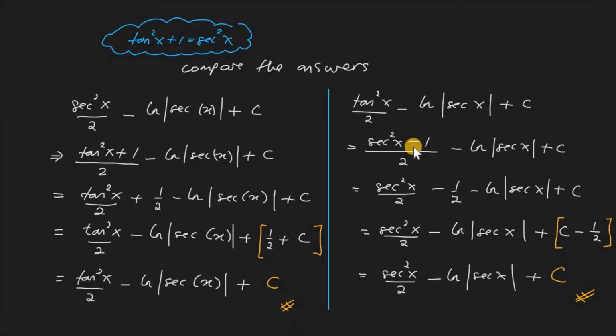I'm playing with the identity here. Tangent square x is secant square x minus 1. So we play around. Let's put the constant at the very back, so that this is a valid solution for the question. Because of that c being the constant, I call it a big C to represent this.